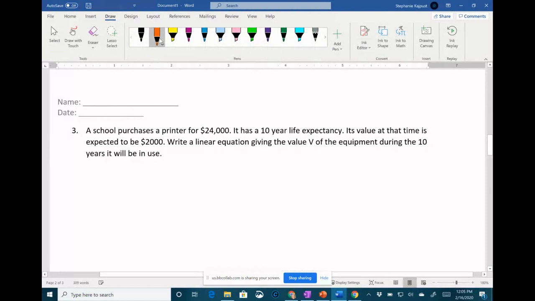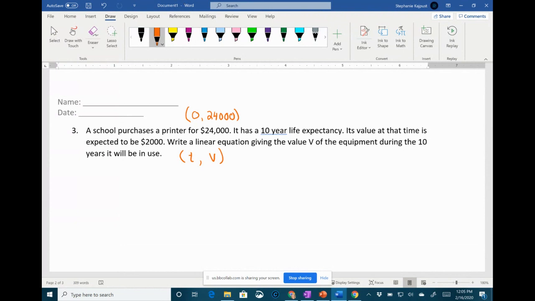So when the printer is purchased, it's $24,000. When we are writing equations, our x value, or input value, is always time. So I'm going to use t for time, and then the value of the equipment is going to be v. So you're telling us to use v, so that's going to be the output, the y value. When you purchase the printer for $24,000, it's been 0 years. At time 0, you just purchased it. No time has passed, so that's going to be 0 for t, and then the value of it is $24,000.